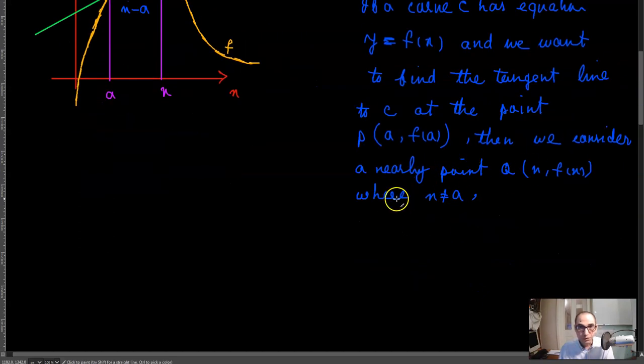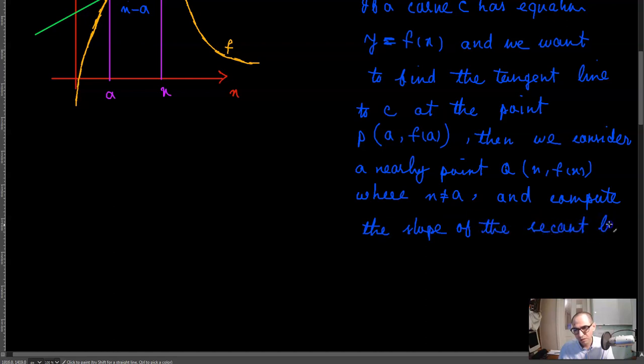You saw that if X is equal to A, there is the problem of dividing 0 by 0, which is not going to help you find the slope of the line. And compute the slope of the secant line, right?